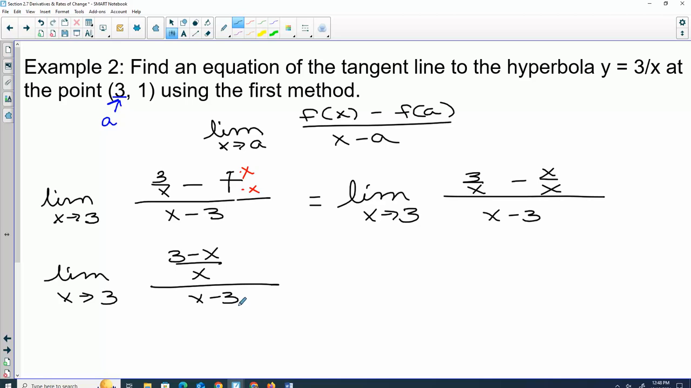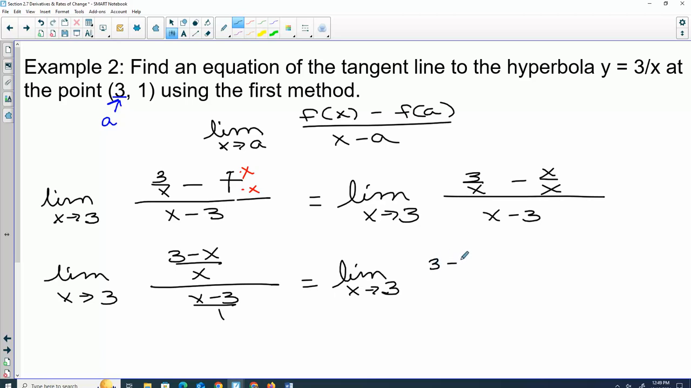Do you know where we need to go from here? This is over 1. To divide fractions. Oh, I know what you were saying now. Sorry. I was thinking we needed to cancel. We could have worked it that way.